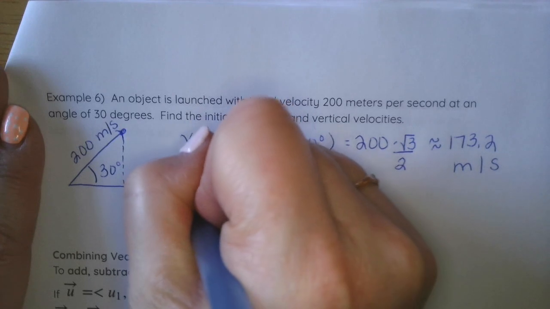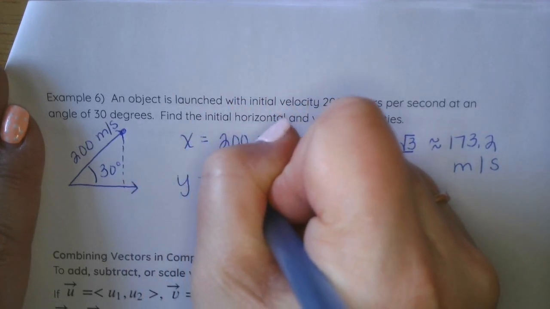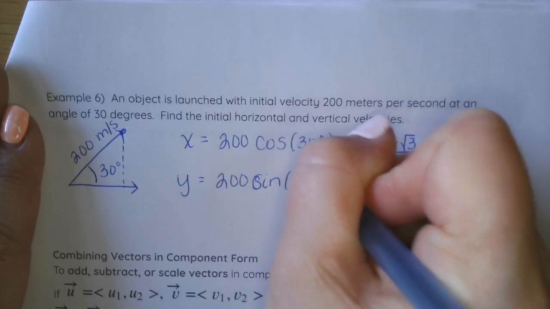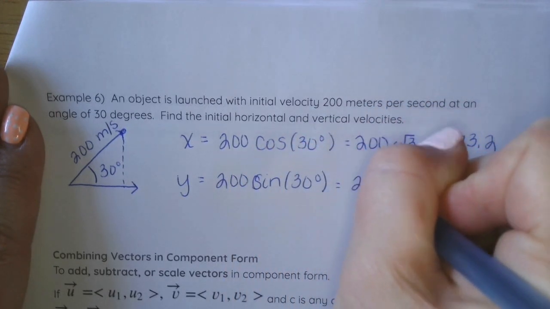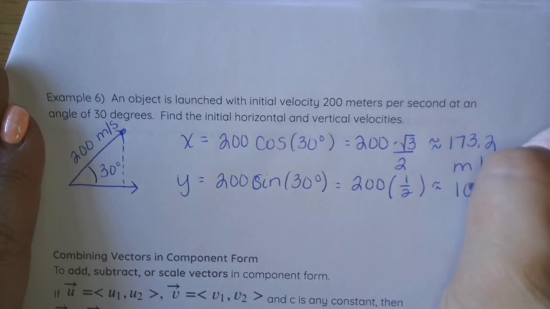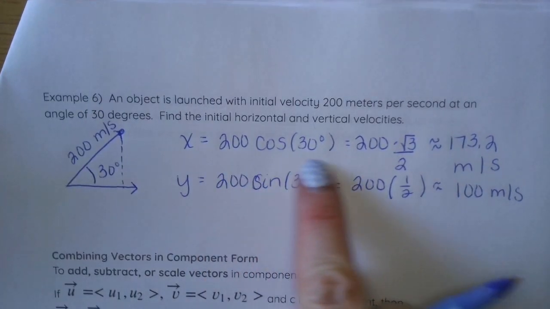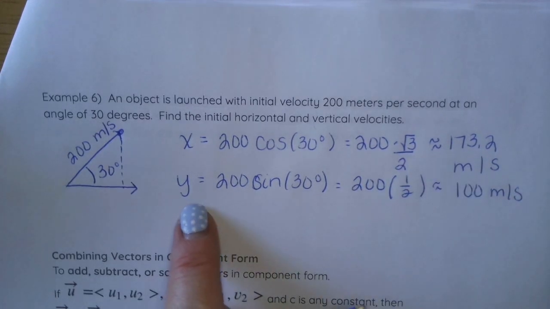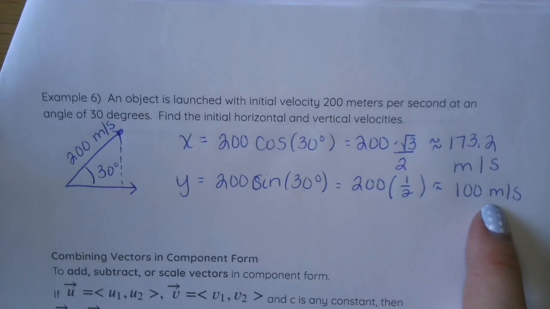And my vertical is going to be 200 times sine of 30 degrees. Sine of 30 degrees is one half, so that's approximately 100 meters per second. So our horizontal velocity is 173.2 meters per second, and our vertical velocity is 100 meters per second. Of course, gravity and wind and all those things will play a role, but we're assuming that that's not intentional right now.